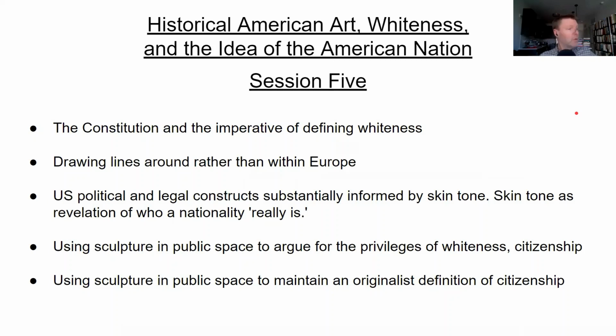Here's a quick outline of where we're going today. We'll start with where Jacobson starts, the writing of the US Constitution and Congress's response to it once the first United States Congress is formed and active under the new Constitution, the Constitution that we still live under. We'll talk about how Jacobson really emphasizes how whiteness was constructed by drawing lines around rather than within Europe. The importance of skin tone to American political and legal constructions, and the way sculpture has been used in public space to argue for the privileges of whiteness, and the way sculpture has been used in public space to maintain an originalist definition of whiteness and American citizenship.